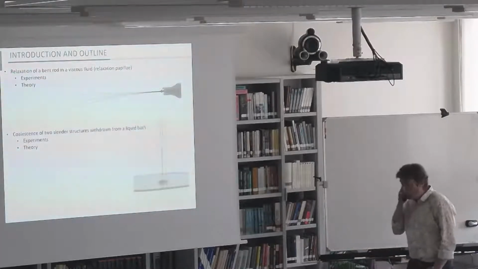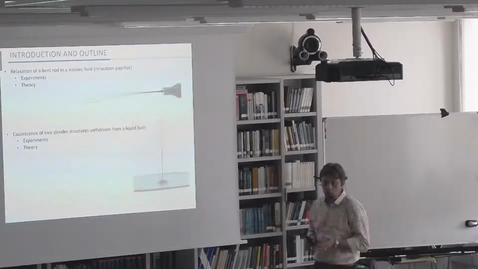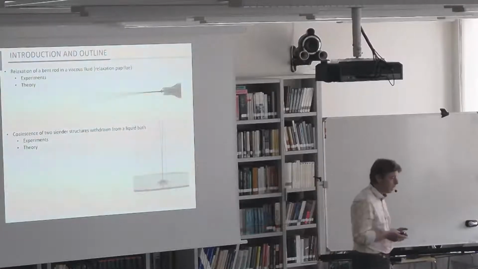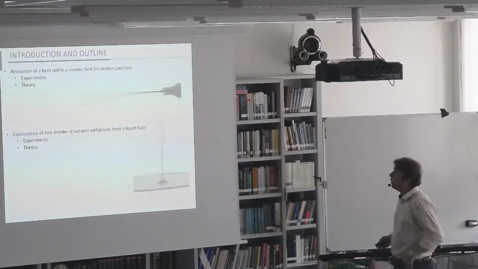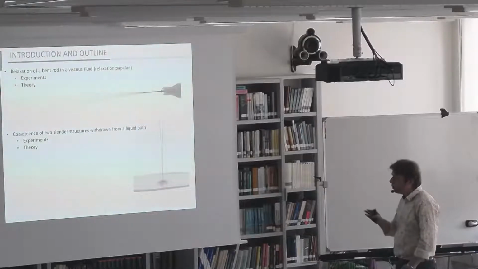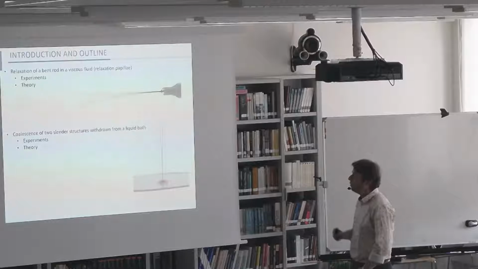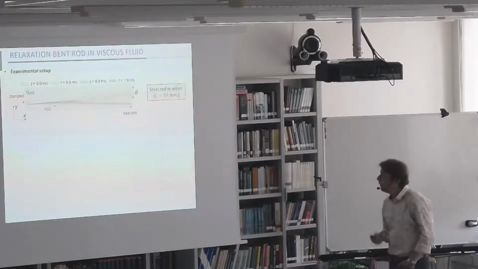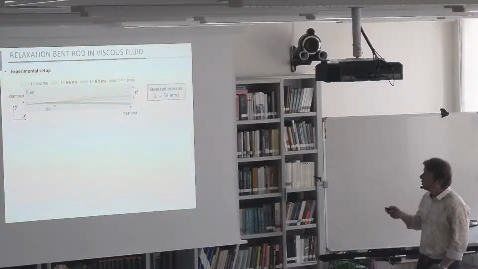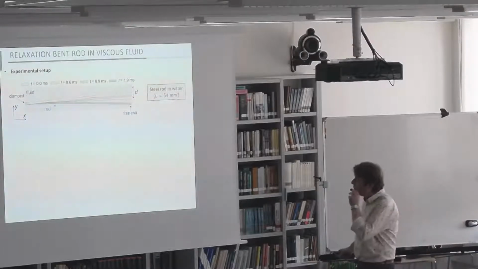And also I will talk about the coalescence of two slender structures, rods or lamella, when they are withdrawn from a liquid bath, but withdrawn quasi-statically. We are only at that stage for the moment. And I will talk about experiment and theory. So we'll start with the relaxation of a bent rod in a viscous fluid.